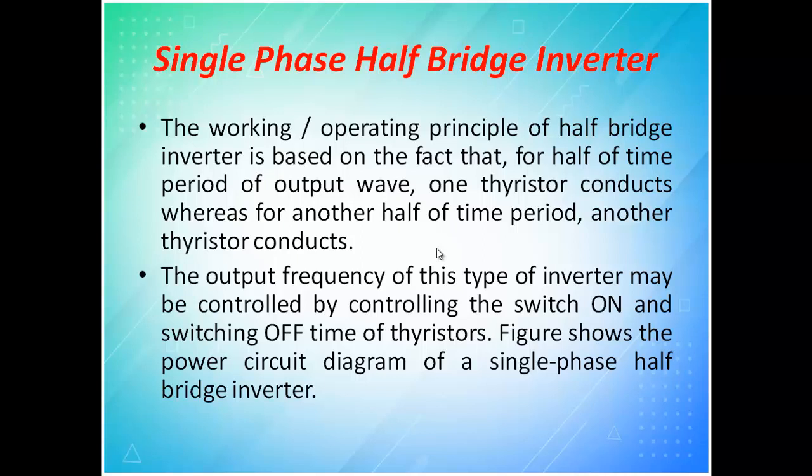See, F is equal to 1 by T. F, the frequency, is equal to 1 by T. So if you want T, it is 1 by F. Then it is 1 by 50 Hz that I want. So 1 by 50 is 0.02, which is nothing but 20 milliseconds. 0.02 seconds or 20 milliseconds.